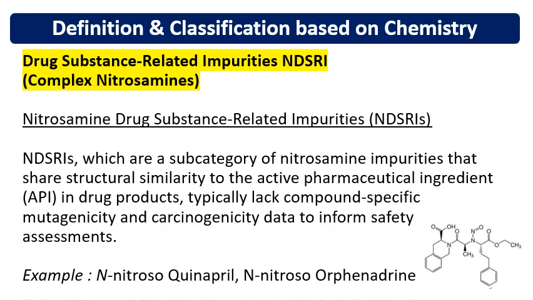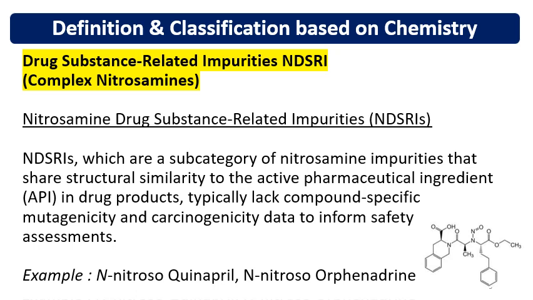Then coming to the complex nitrosamine impurities. These have a bigger structure and their structure resembles or is similar to the API molecule. So these are also known as NDSRIs, or nitrosamine drug substance related impurities. As these are nitrosamine impurities and their structure resembles the drug substance, that's why these are called NDSRI impurities.